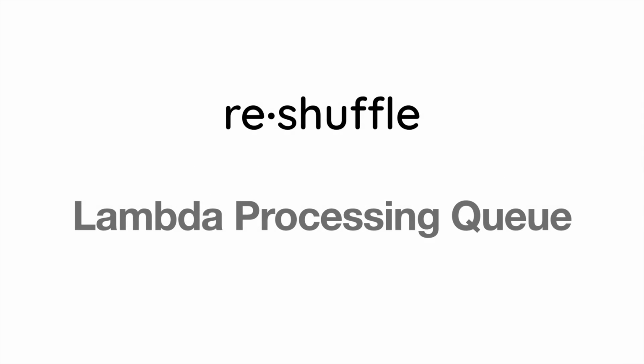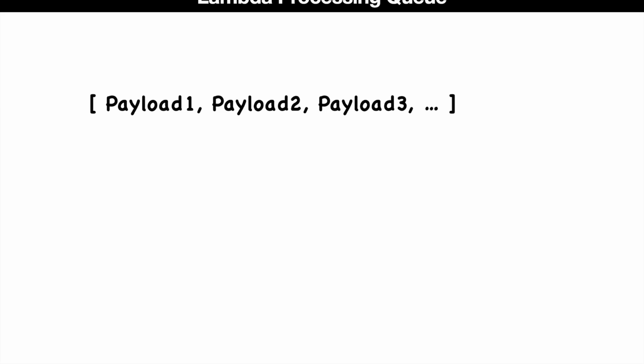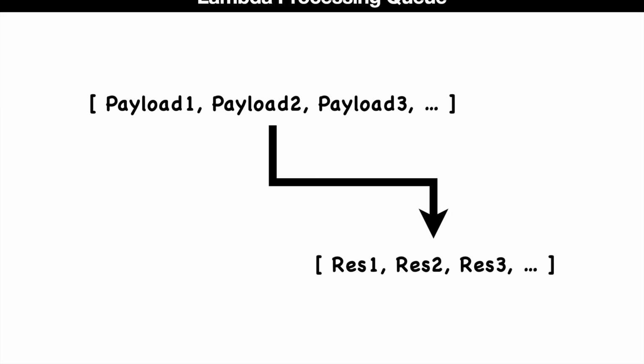Today we're going to use Reshuffle to process a queue of objects using AWS Lambda. This is a common task where you have an array of inputs and you want to end up with an array of outputs. You do this a lot when you're inputting or outputting data between systems. A great way to do this in the cloud would be to use something like AWS Lambda, where each Lambda function gets a payload as an input and outputs a result.